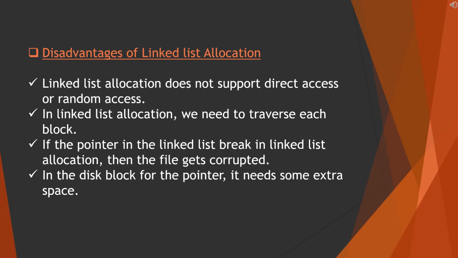What are the disadvantages of linked list allocation? There are various disadvantages of linked list allocation. Linked list allocation does not support direct access or random access. In this type of allocation, we need to traverse each block. If a pointer in the linked list breaks, then the file gets corrupted. In this disk block, the pointer needs some extra space.